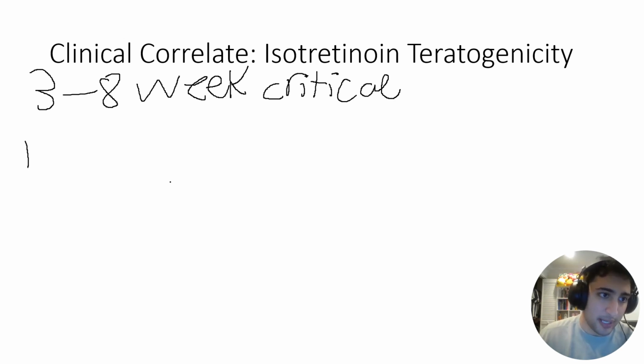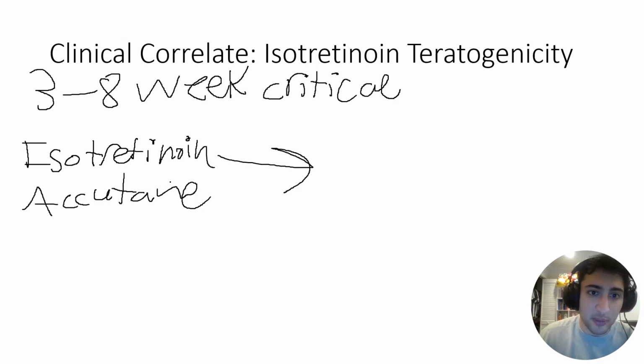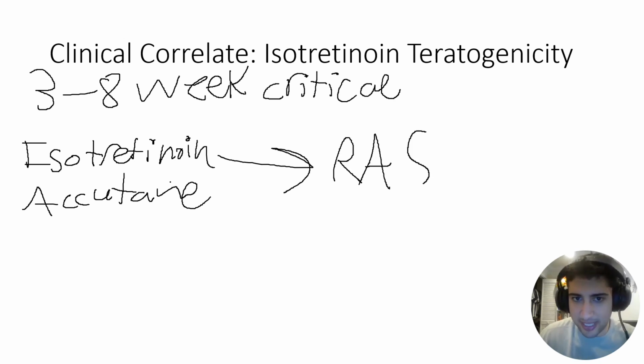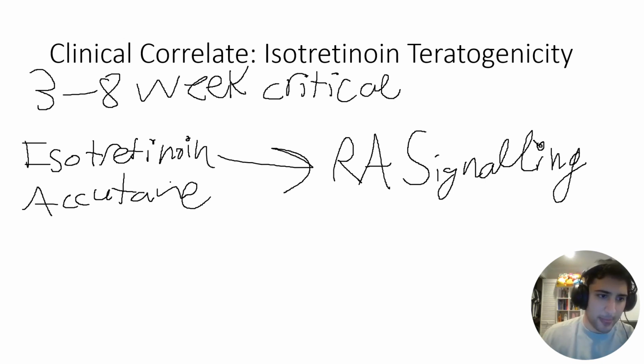Isotretinoin, or Accutane, as some of you might know it, can be used to treat acne, very severe acne. So isotretinoin, or Accutane, interferes with retinoic acid signaling, and that can cause a lot of birth defects, such as missing limbs. And I just want you to stick that in the back of your head for now and keep it in mind.